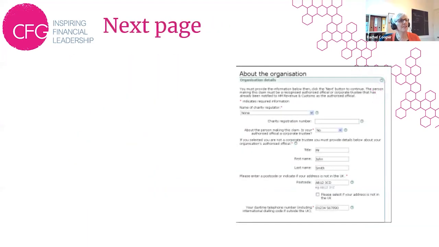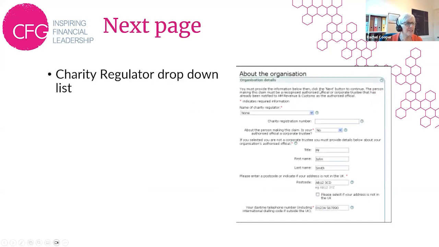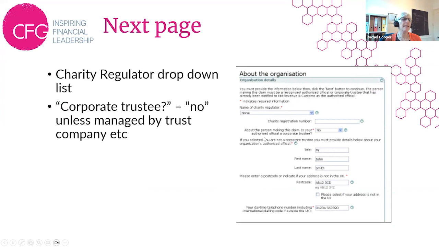And then the next page that it brings you to is the about the organisation page. Sorry, this is not quite so clear. It starts with the name of the charity regulator, a drop down list, then your charity registration number. And then this question about the person making the claim: is your authorised official a corporate trustee? It's one of those questions designed to catch you out. Unless your charity is managed by a trust company or trust corporation or a trust department of a bank, your answer is going to be no.